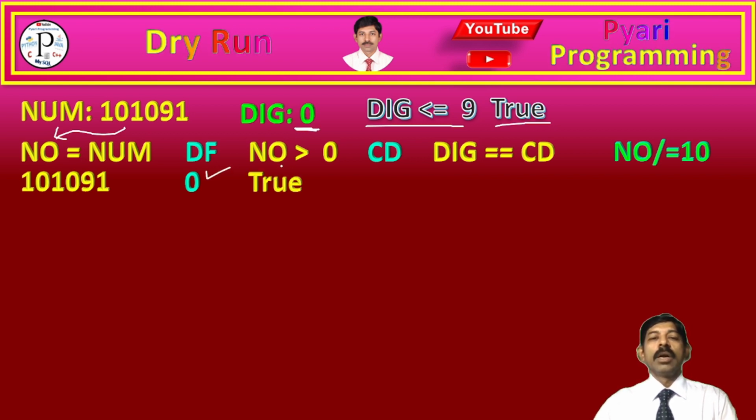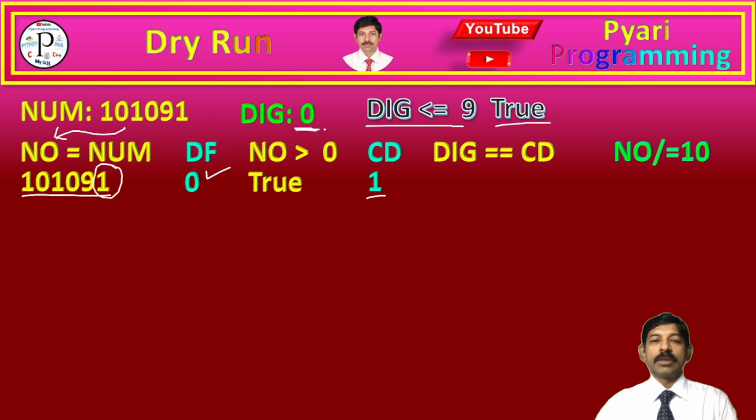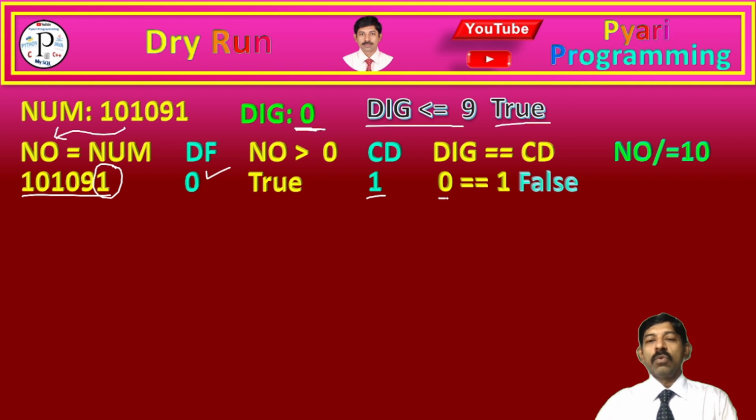Next, I will check number is greater than 0. NO is 101091, which is greater than 0. That's why it is true. After that, I will extract the current digit, where the current digit is 1. Don't get confused between current digit and dig. Here I am checking 0 with the current digit, which is not equal. That's why it is false. Now, if it is false, I will not increase the frequency counter.